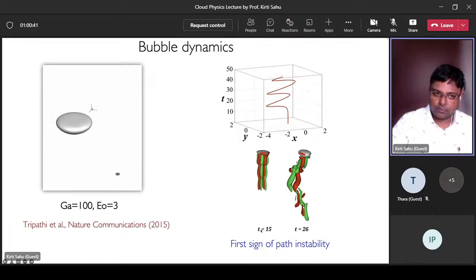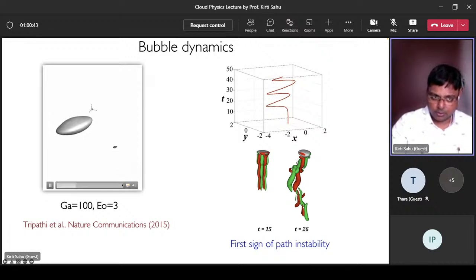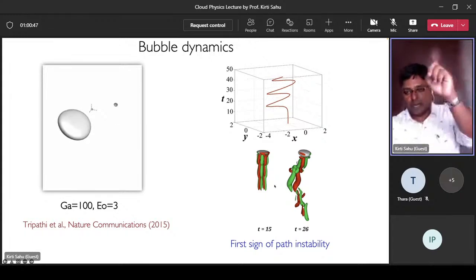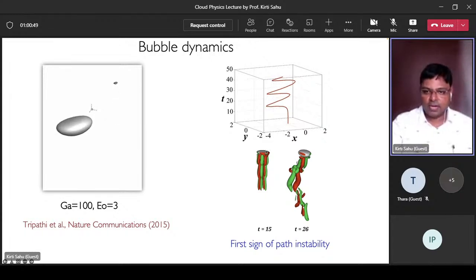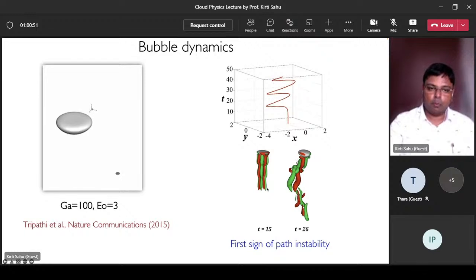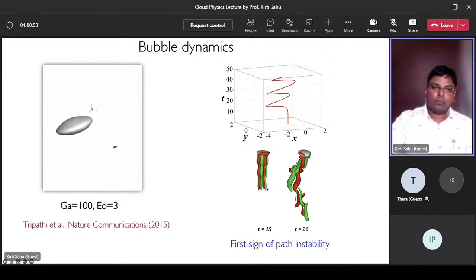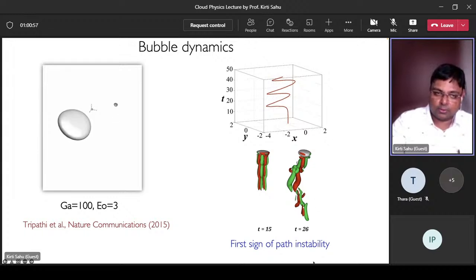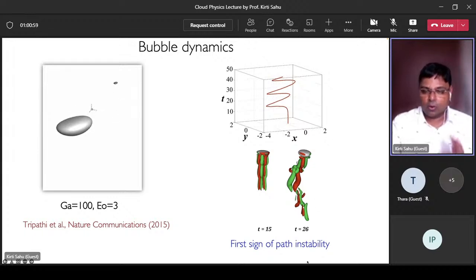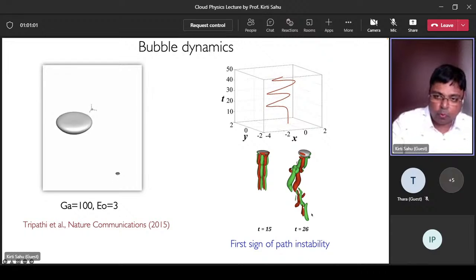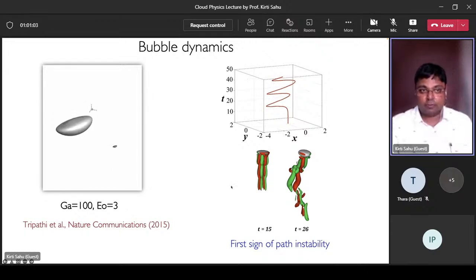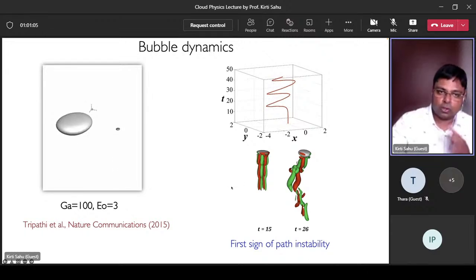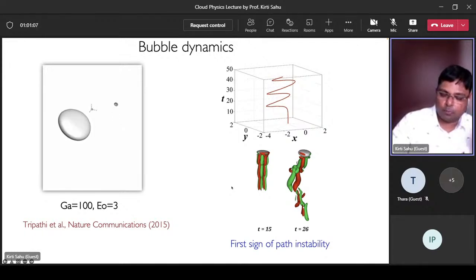So when the bubble was rising in a straight path, just at early time, when we plot the z component of the vorticity, the vertical component, they are mostly aligned. But as soon as you start this wobbling motion at the onset, you can see that vortex shedding occurs. So essentially now it is well known that the vortex shedding and asymmetrical shape deformation is the main cause behind this wobbling motion.